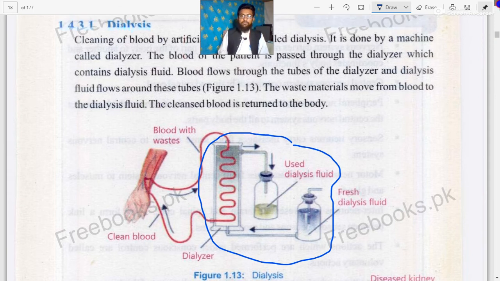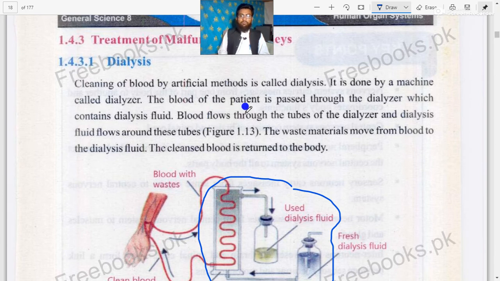Dear cadets, the blood of the patient is passed through the dialyzer, which contains dialysis fluid. Blood flows through the tubes of the dialyzer, and dialysis fluid flows around these tubes. The waste material moves from blood to the dialysis fluid. The cleaned blood is returned to the body.